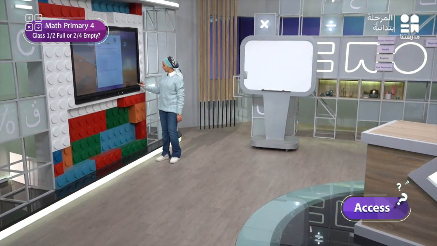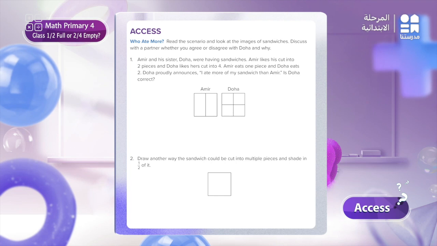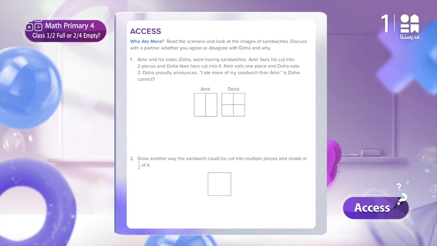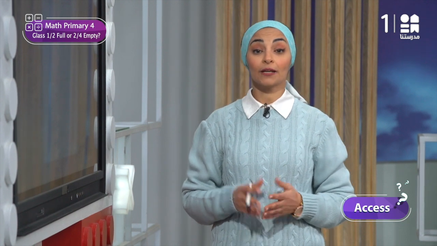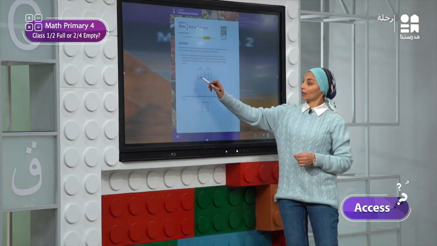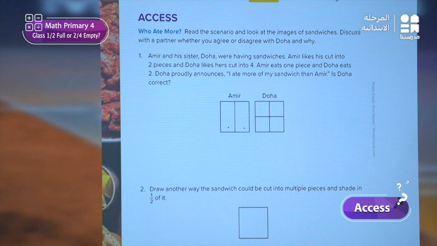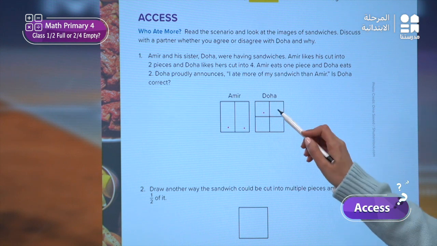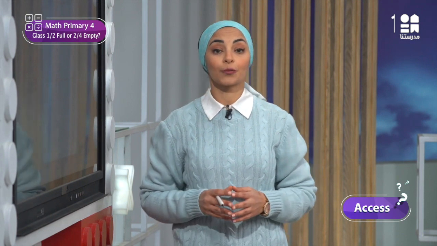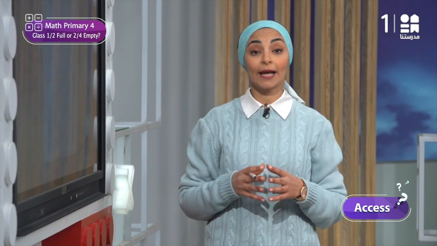Okay. And here in access part as you see, what are we required to do? We need to determine who ate more of the sandwich. Who ate more of her sandwich, Doha or her brother Amir? We know from the problem that Amir divided his sandwich into 2 pieces. Okay. Here Amir cut his sandwich into 2 pieces and Doha cut her sandwich into 4 pieces and ate 2 of them.